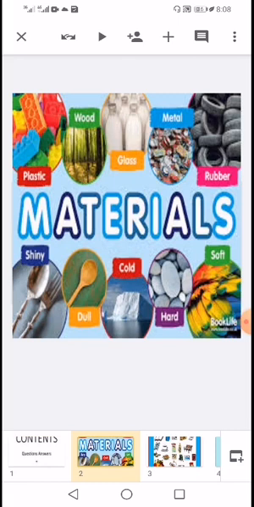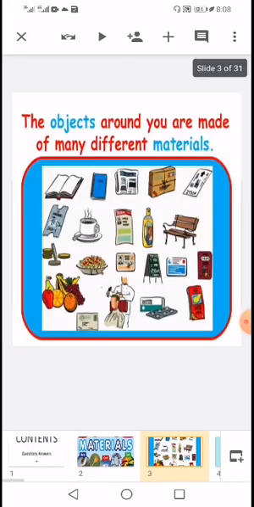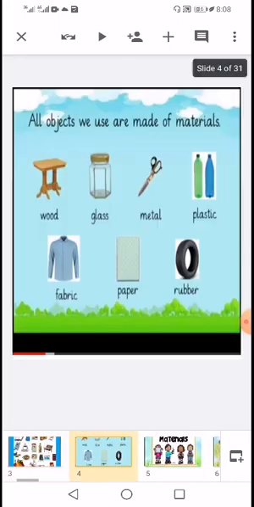Whatever things are around us, which we are using in our daily life, they are made up of different materials, right? The objects around you are made up of many different materials. These are the different types of materials like wood, glass, metal, plastic, fabric, paper, rubber, etc.